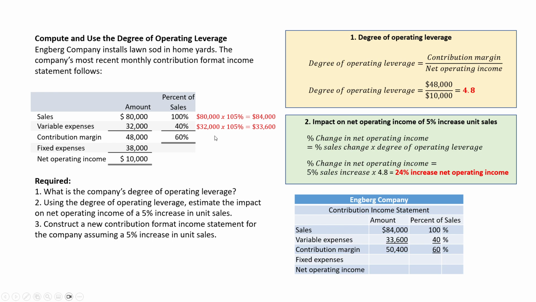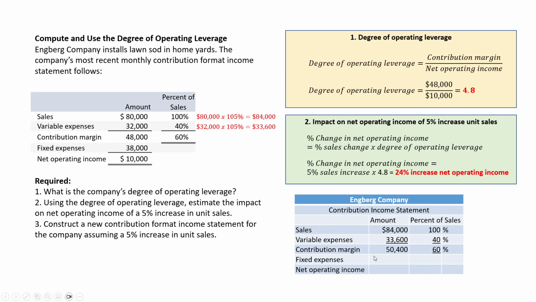Notice that our percentages are still the same. For example, our variable expense ratio, the variable expenses divided by sales, remains at 40% because again, our unit costs for variable costs are staying the same. It's just the number of units that's changing. Also, our contribution margin ratio, contribution margin divided by sales, remains at 60% because again, the selling price and the variable cost per unit isn't changing, it's just the number of units is increasing.